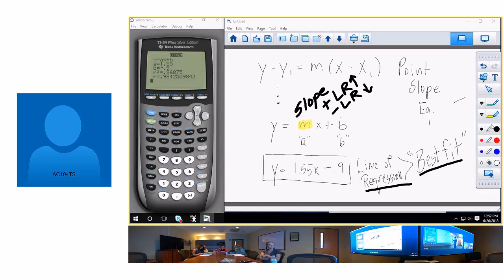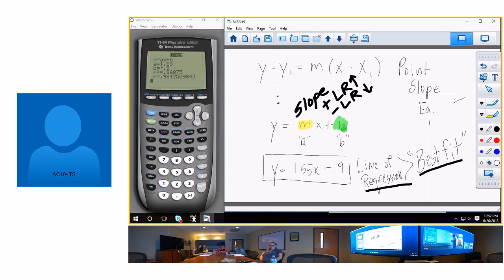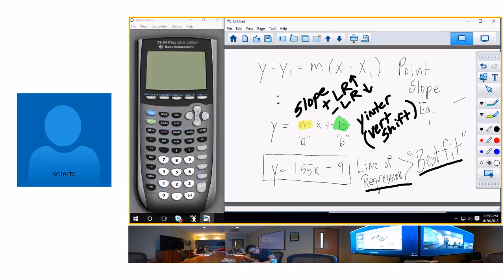So, anyway, what about this guy? Well, let's change our handy-dandy highlighter. That guy, what's that called? Anybody remember? It's called the y-intercept, or the vertical shift. That's where it crosses the y-axis. Now again, all of this should be, oh yeah, I remember that from pre-algebra or algebra 1.